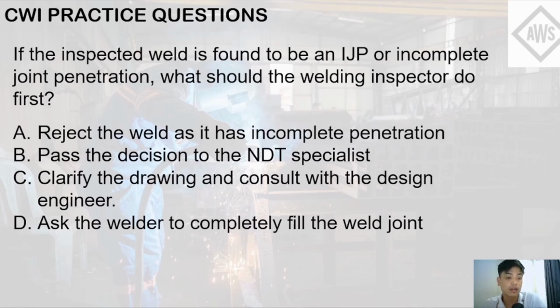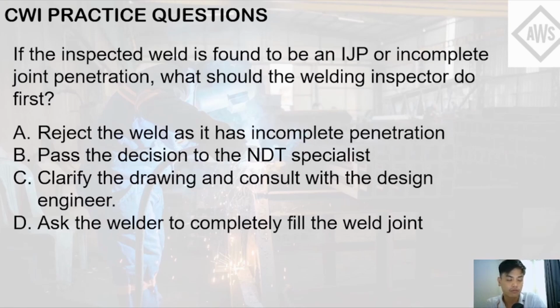So letter C, clarify the drawing and consult with the design engineer. Basically, some specification or drawing specifies if the structure or the components to be welded are just incomplete joint penetration. So it may be acceptable for some drawing or design documents. So you may need to consult your design engineer for this one. Letter D, ask the welder to completely fill the joint.